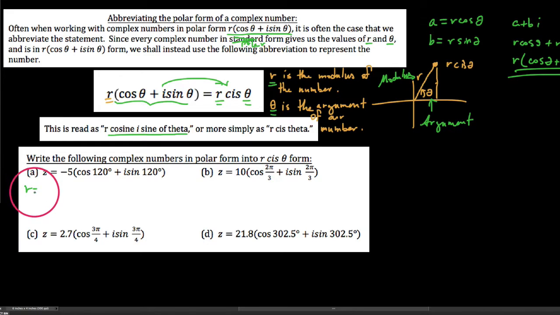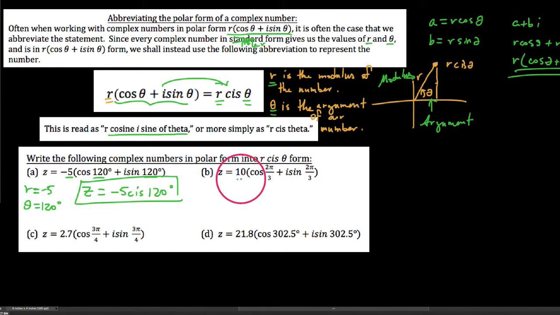It's pretty easy to recognize that our r value here is -5, so our modulus is -5, and our argument is 120 degrees. In abbreviated form, the r cis theta form would be -5 cis 120 degrees. This still tells us the same information: we face the 120 degree direction and then walk backwards 5 units. So here's our abbreviated form.